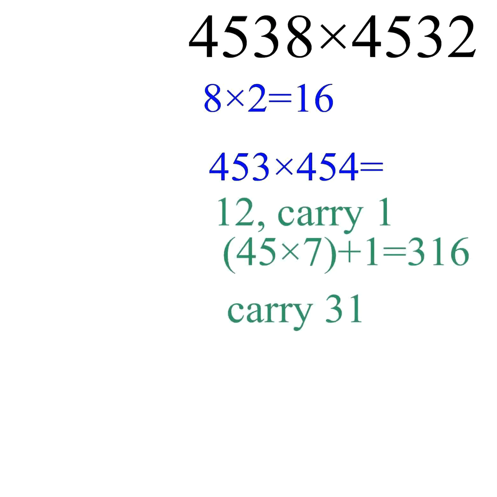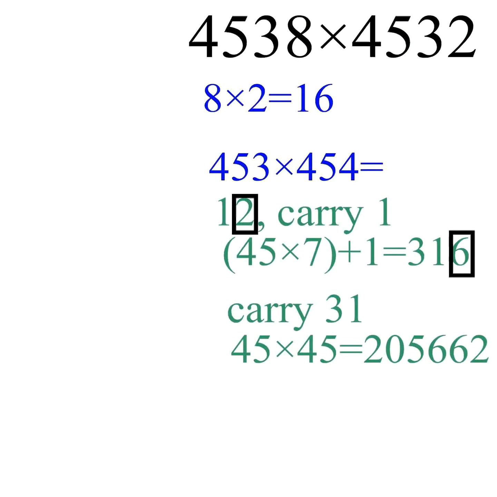And first we write down 25, then we multiply 4 into its next integer 5, so that would be 20, and we add 31 to it, so that would be 51, and we write down 1 and 2 above in front of it, and this would be 453 times 454.